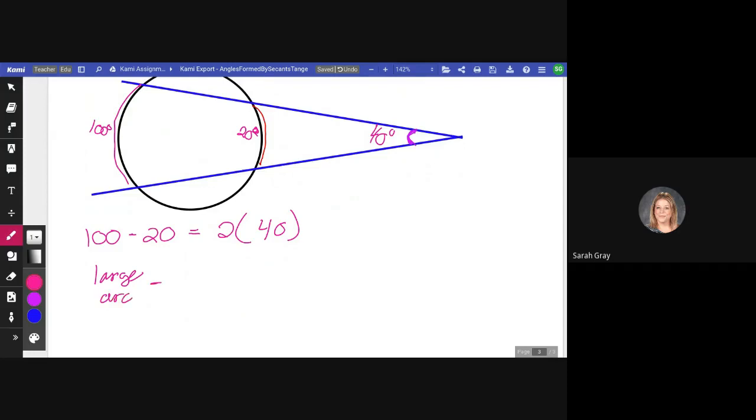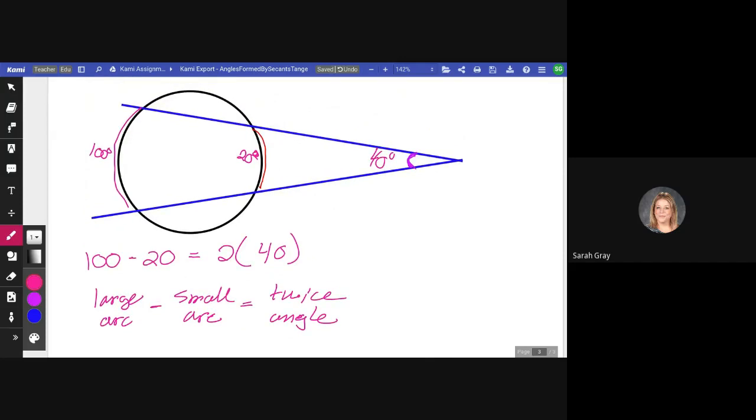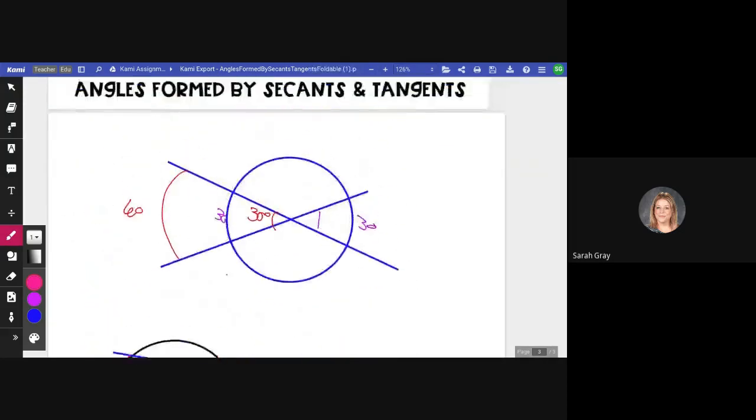Large arc minus small arc equals twice the angle. So before it was the two arcs added together equaled twice the angle. When the angle's on the outside, it's the two arcs subtracted from each other equals twice the angle. Still with me, Carson? Okay, you okay with that? Sort of, maybe.